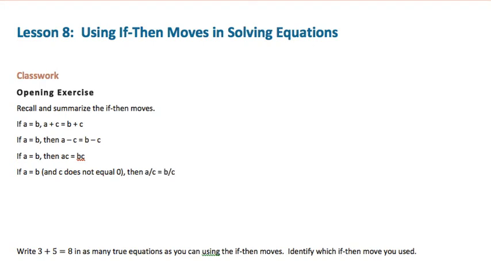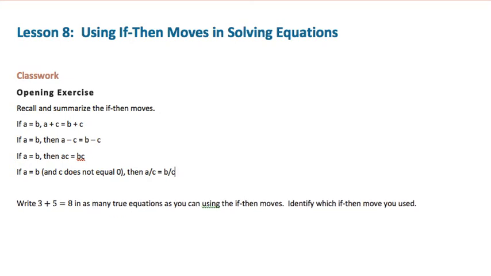And again, it's saying the same thing. If two quantities are equal to each other, then if you divide by the same quantity, which can't be 0 because we can't divide by 0, those answers will also be equal. So if-then statements are really just saying you can add, subtract, multiply, or divide any number to both sides of an equation, and the answers will still be the same.